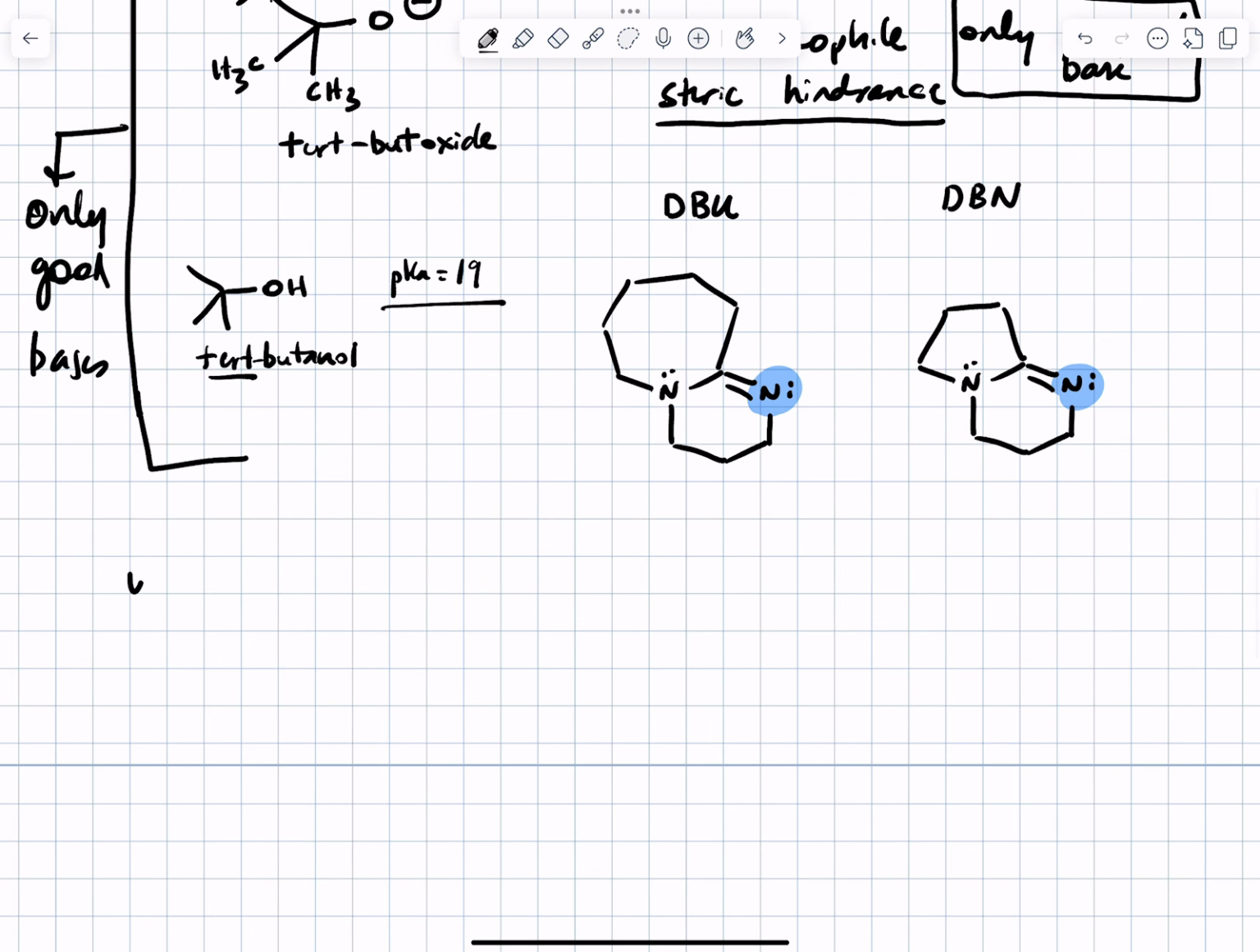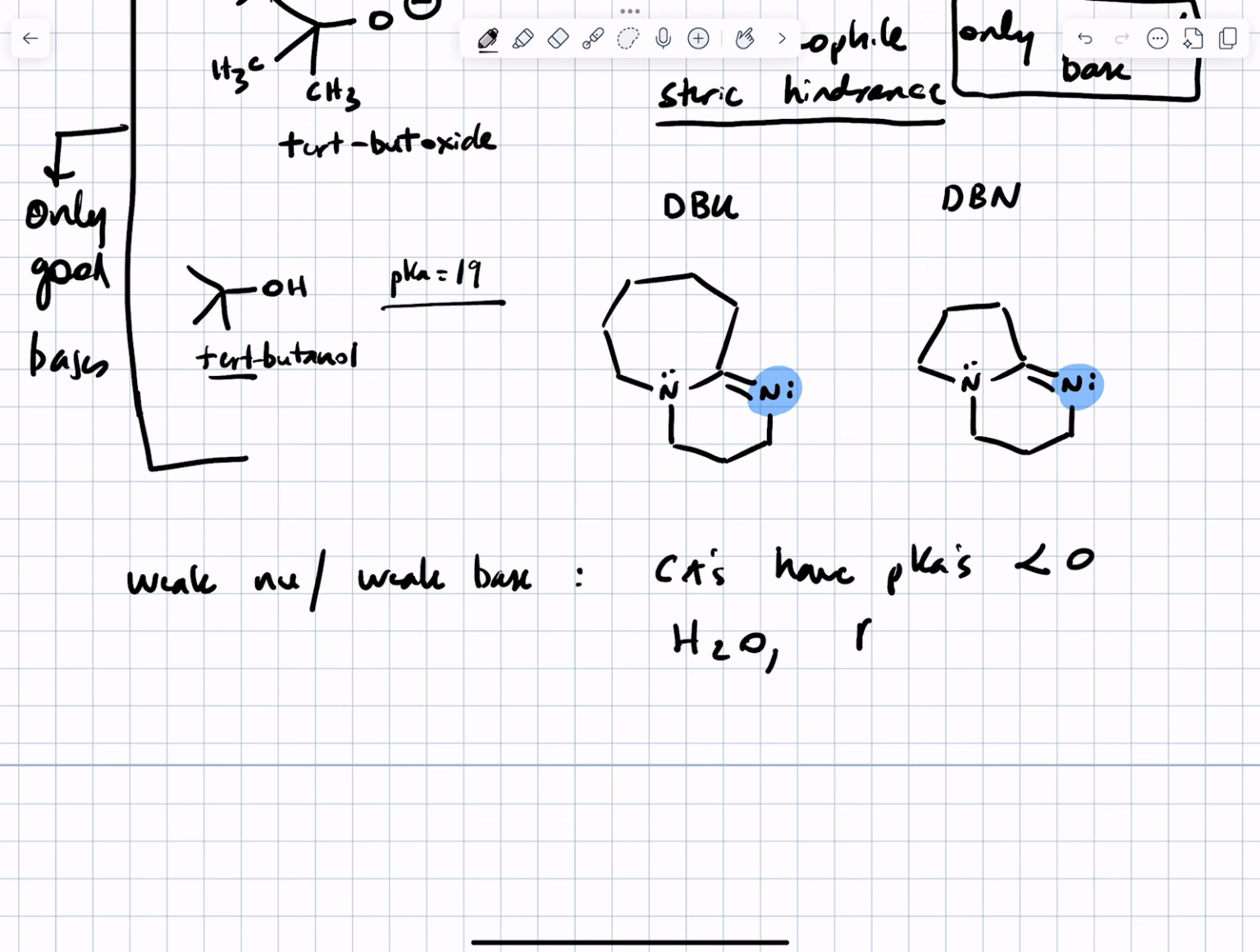And then, of course, you have things that are both weak nucleophiles and weak bases. These are going to be things whose conjugate acids have pKa's that are less than 0. That would include water and alcohols. Okay, so four different categories. You can be a good nucleophile and a good base. You can be just a good nucleophile. You can be just a good base because of sterics, and then you can be weak at both. Having those in mind is going to be really useful as you try to decide what the outcome of various reactions are.